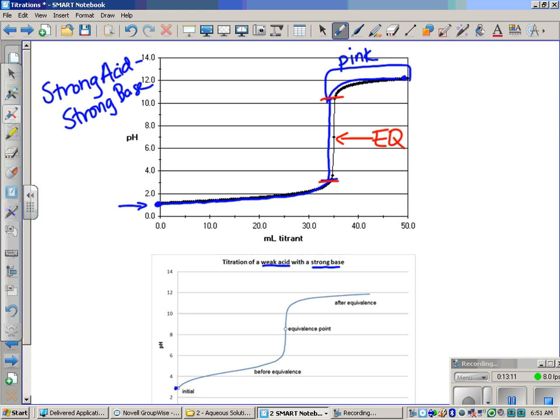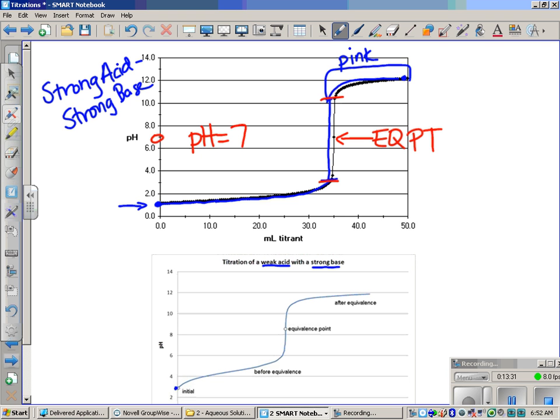Now the way you find your equivalence point is really easy. This jump that we saw happen, you go right to the middle of it. Okay, right in the middle of that big jump is your equivalence point. So for this one, notice if you follow your equivalence point over that it happened at a pH equal to 7. Now that makes sense, and we will get into this more later.